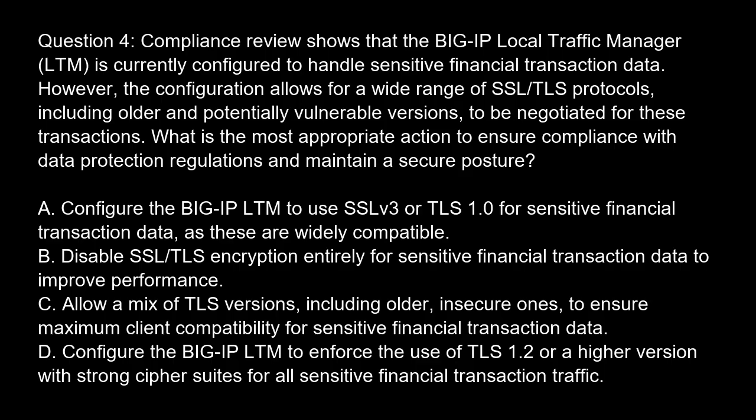Option A. Configure the BIG-IP LTM to use SSLv3 or TLS 1.0 for sensitive financial transaction data, as these are widely compatible. Option B. Disable SSL/TLS encryption entirely for sensitive financial transaction data to improve performance. Option C. Allow a mix of TLS versions, including older, insecure ones, to ensure maximum client compatibility for sensitive financial transaction data. Option D. Configure the BIG-IP LTM to enforce the use of TLS 1.2 or a higher version with strong cipher suites for all sensitive financial transaction traffic.